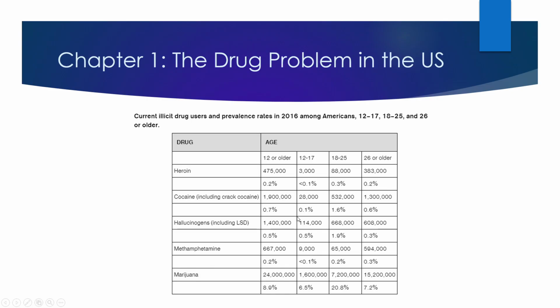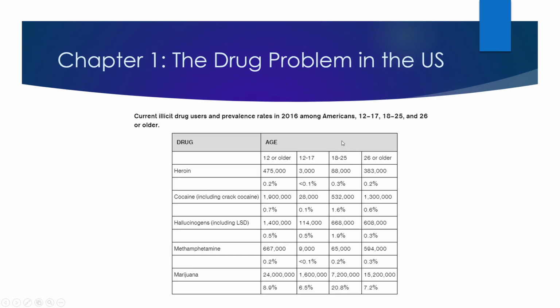Do we find the same thing with hallucinogens? And these are, by the way, the definition here is current users. Of course, it's 2016, but the patterns for age tend to persist year to year. That's why I'm not so worried about the fact that it's older data. Okay, hallucinogens, 18 to 25 has the highest percent. Methamphetamines, well, maybe a little bit higher rate for 26 and older. Finally, finish up with the most common one, marijuana, 20.8%, clearly the highest percentage among 18 to 25.